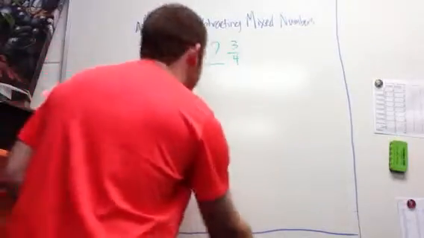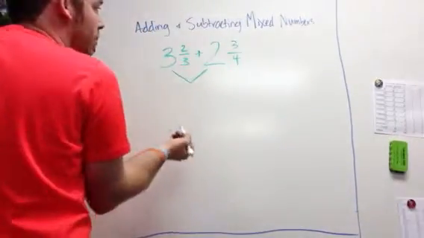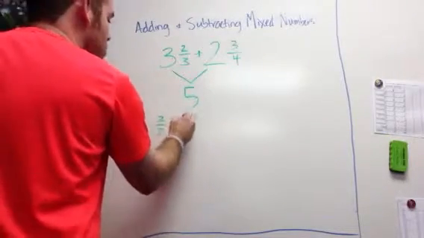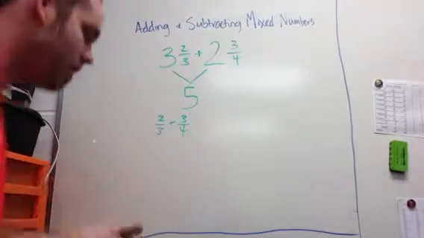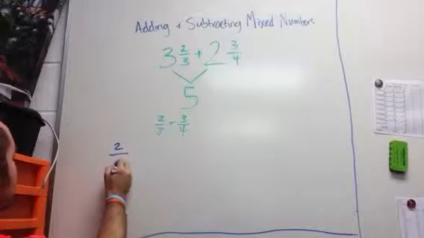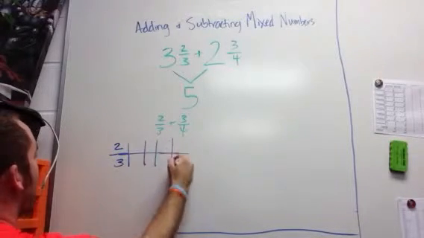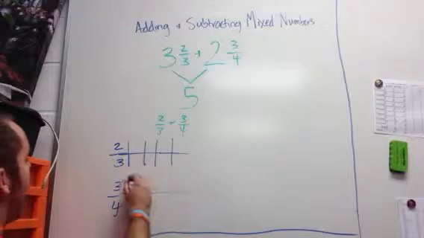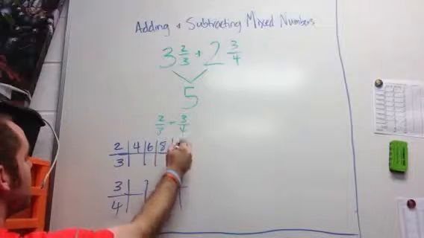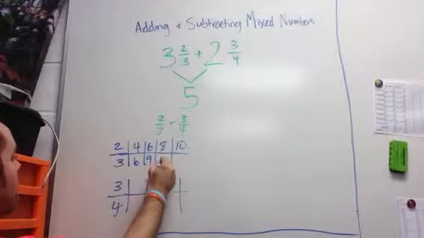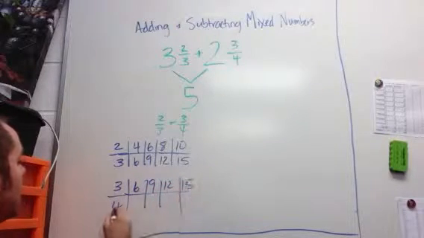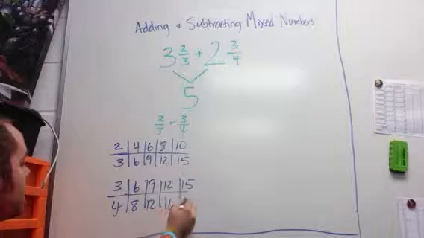So when I am adding these together, I add my two whole numbers like I always do. 3 plus 2 is 5. And then I have to add my two fractions. Those do not have the same denominator, so I have to force them to have the same denominator by finding a fraction that is equivalent to 2/3 and a fraction that is equivalent to 3/4 so that they have a common denominator. So 2, 4, 6, 8, 10. 3, 6, 9, 12, 15. Then for 3/4: 3, 6, 9, 12, 15. 4, 8, 12, 16, 20.